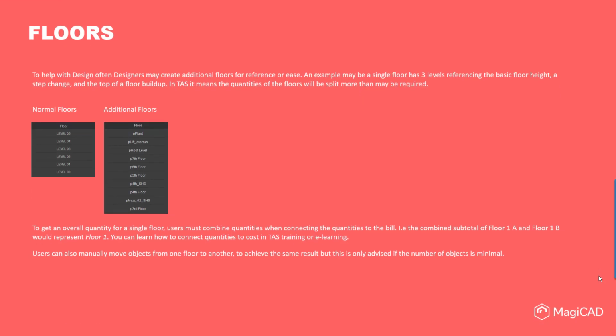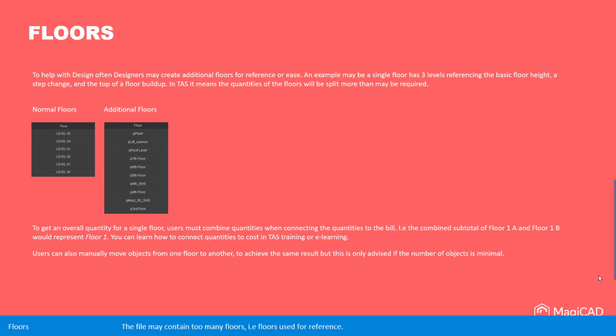Onto the common issues. So to help with design, often designers may contain additional flaws for reference or ease. As an example, there may be a single floor which has 3 levels referencing basic floor height, a step change, and the top of the floor build-up. In TAS, it means the quantities of the floors will be split more than they're actually required to. So as you can see here, this is what we'd expect a typical floor to look like. 0, 1, 2, 3, 4, 5. However, you may have additional floors referencing step change and other variables.